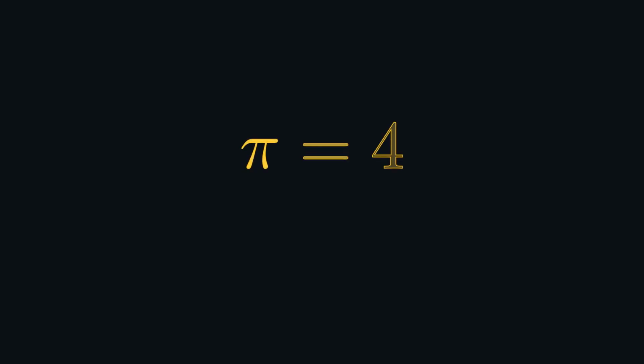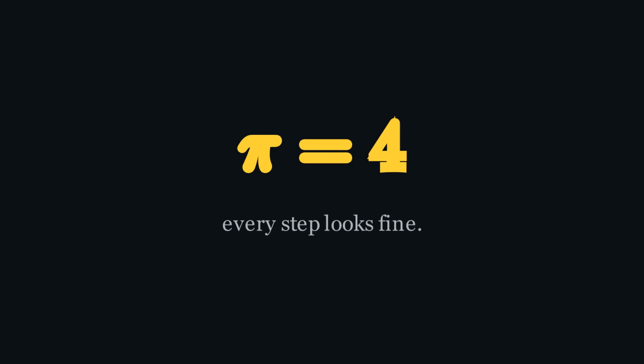I'm going to prove to you that pi equals 4. And every single step is going to look completely fine. That's the whole trick. There's no moment where I divide by 0, no sneaky algebra, nothing you can point at and go, aha, there it is.